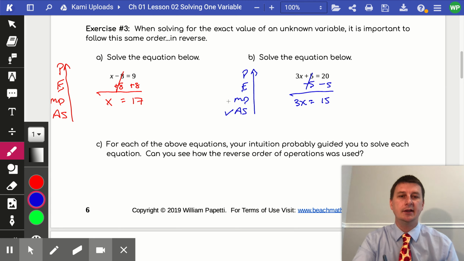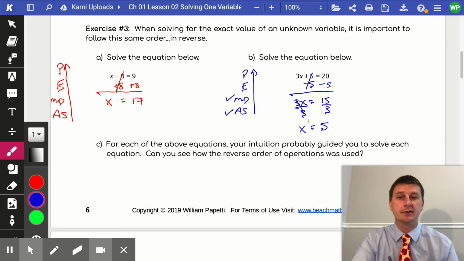So I move on up my list and I look if there's multiplication or division. And I see that there's multiplication between this 3 and this x. This is really 3 times x. So to undo the multiplication by 3, I'm going to divide both sides by 3. And that there will isolate my variable of x. And I will get x is equal to 5. Once again, I started at the bottom of this list of operations and I moved on up until I got to, in this case, multiplication or division, because there were no exponents or parentheses in this problem. So I get an answer of x equals 5.